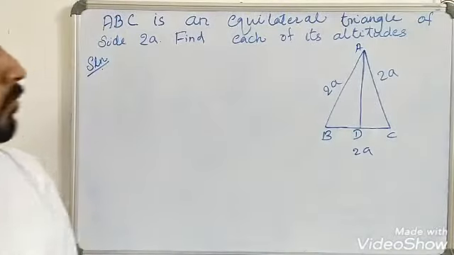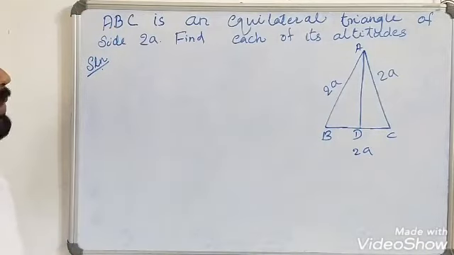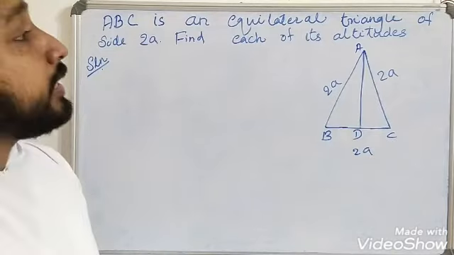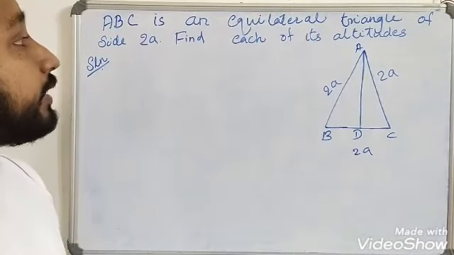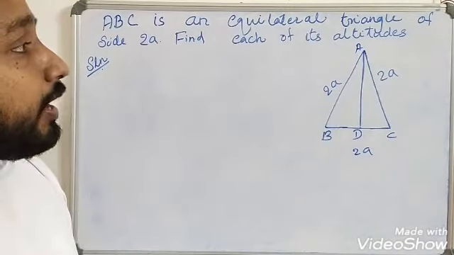Let us discuss some questions. First one: ABC is an equilateral triangle of side 2a. Find each of its altitudes. So we have a triangle ABC, an equilateral triangle of side 2a.